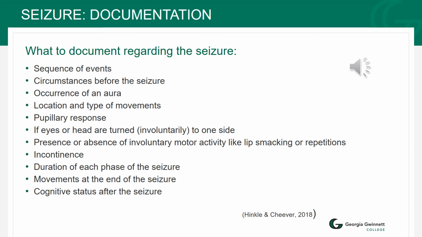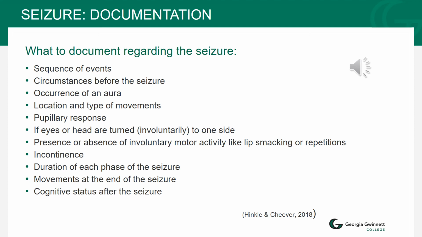So if the seizure is witnessed, we want to make sure that we document everything that we are witnessing, that we're observing. So what was the sequence of events? When did it start? Did they scream out before it happened? Did they fall to the floor? What was going on prior to the seizure starting?